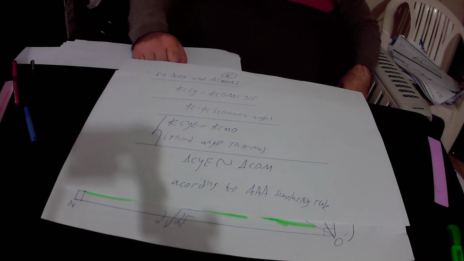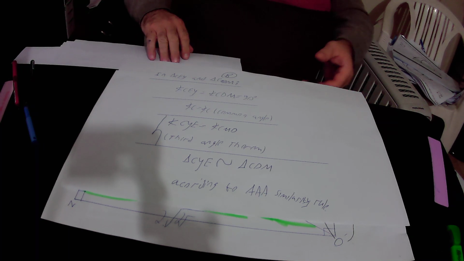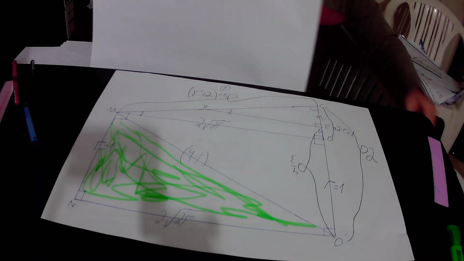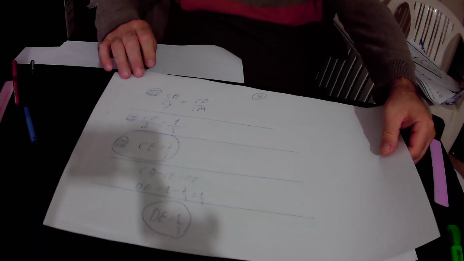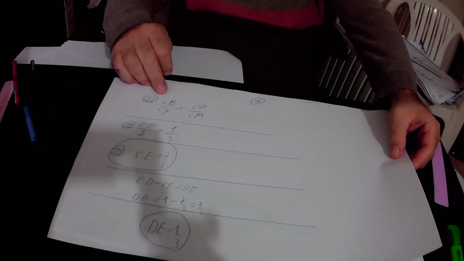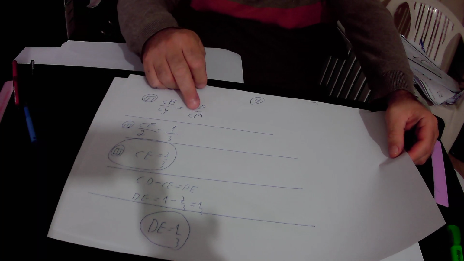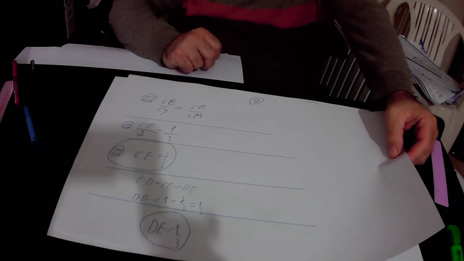So what is the angle similarity rule? The angle similarity rule is that if you prove that all three angles in one triangle are congruent to all three angles in another triangle, then those two triangles are similar according to the angle similarity rule. And from that fact, we conclude that the following equality is true: CE over CY in triangle CYE equals CD over CM in triangle CDM.